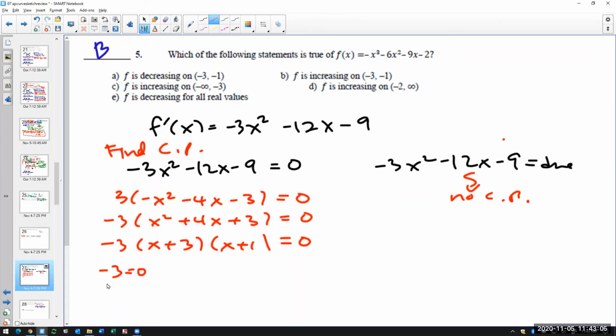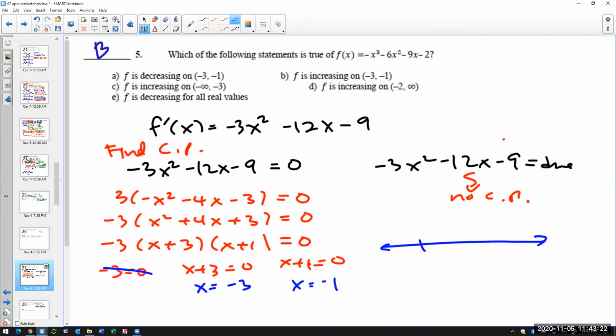What does that mean about one of these somethings? One of them is 0. Either negative 3 is equal to 0, x plus 3 is equal to 0, or x plus 1 is equal to 0. Negative 3 is equal to 0, that's silly, okay? x is equal to negative 3, x is equal to negative 1. These are my critical points, okay? Those are all the possibilities where I have relative mins or relative maxes, okay?